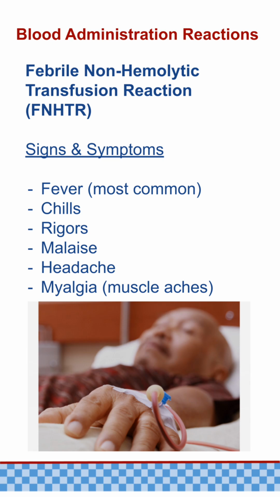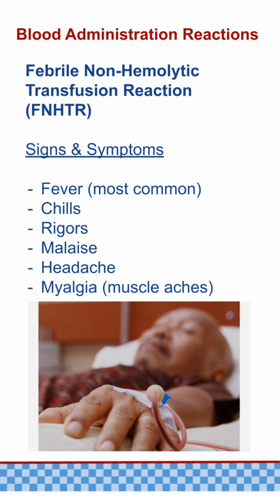During febrile non-hemolytic transfusion reactions, the body's immune system releases cytokines, which are inflammatory mediators. These cytokines cause fever, which is caused by an increased body temperature, vasodilation, which can lead to chills, along with stimulation of the nervous system, leading to rigors or involuntary muscle shaking.